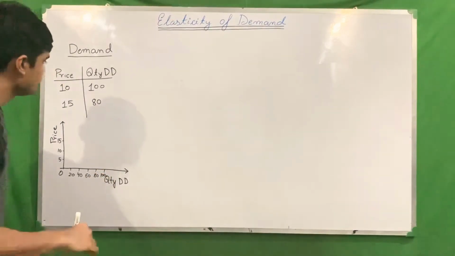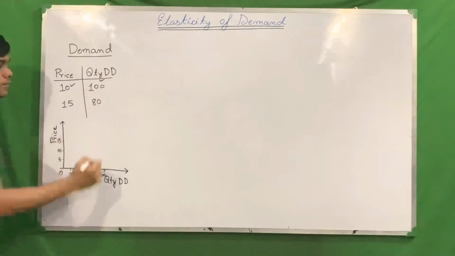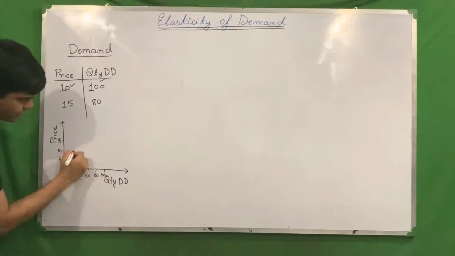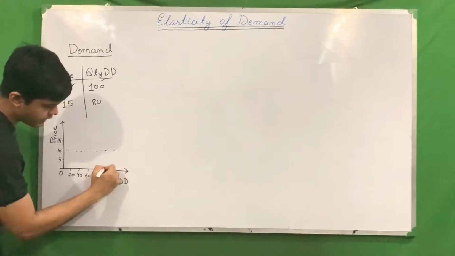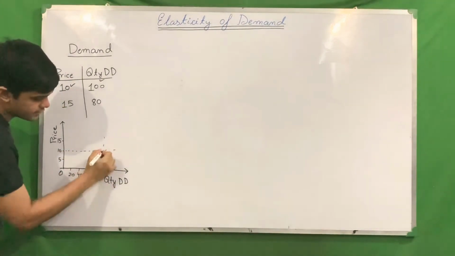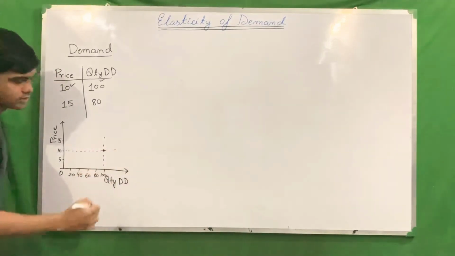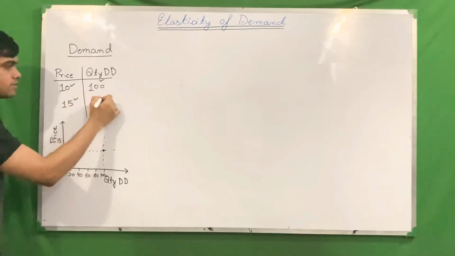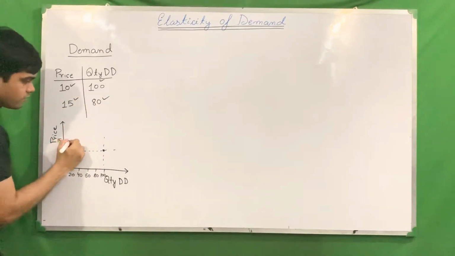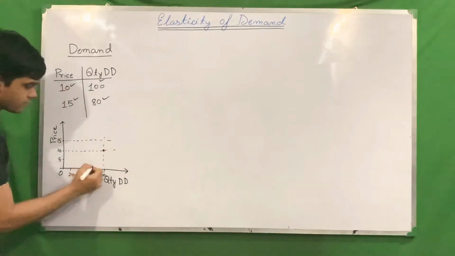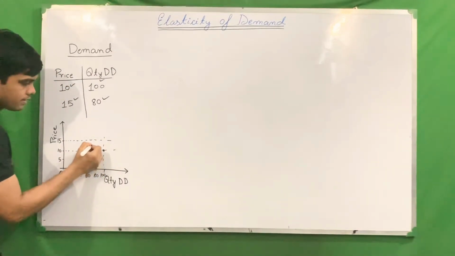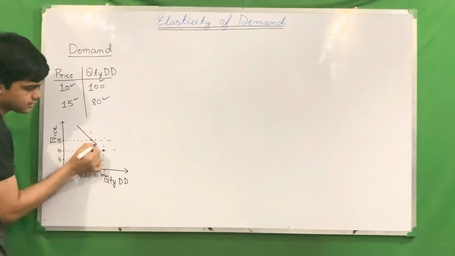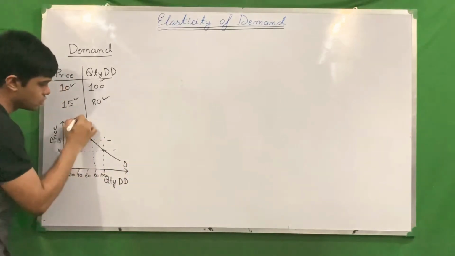Okay, no problem. So when price is 10, quantity demanded is 100. So 10 and 100 is over here. See what I do? I draw a dotted line from 10. I draw a dotted line from 100. The intersection point is called the locus. Okay, so I got this point. Next is 15. Price is 15. Quantity demanded is 80. So from 15 I draw a dotted line, and from 80 I draw a dotted line above. So the intersection point is this. So now if we join this intersection point, we get a demand curve.